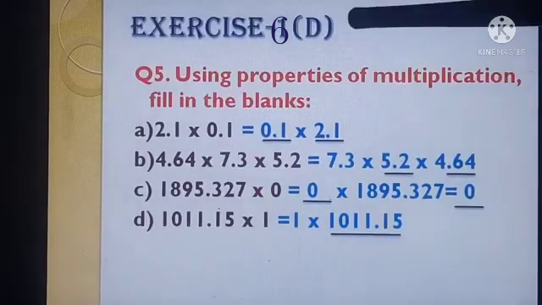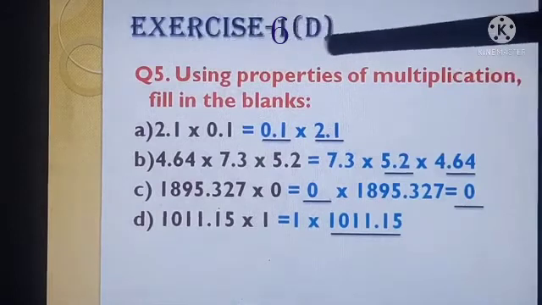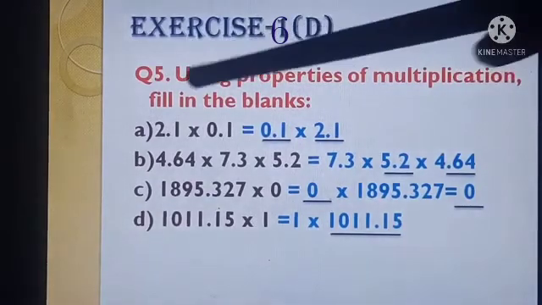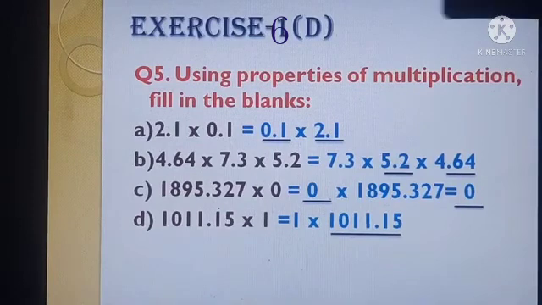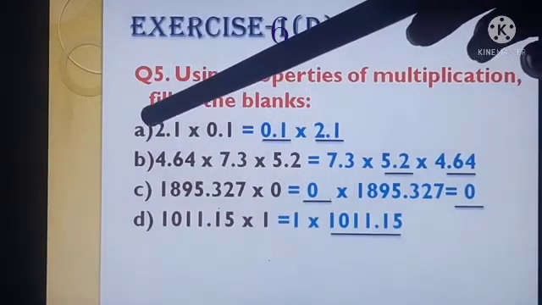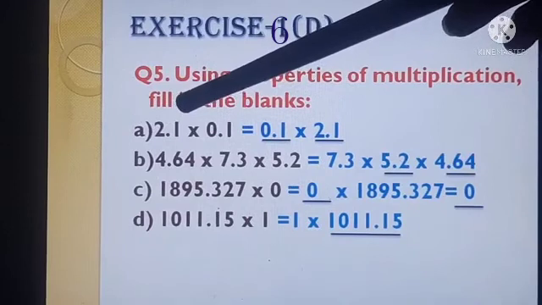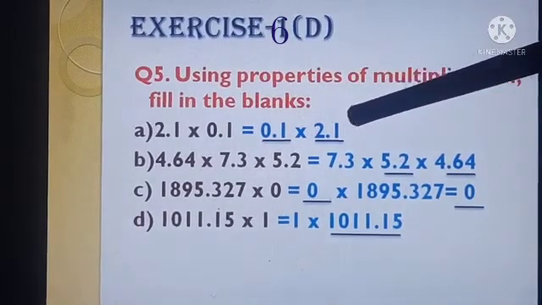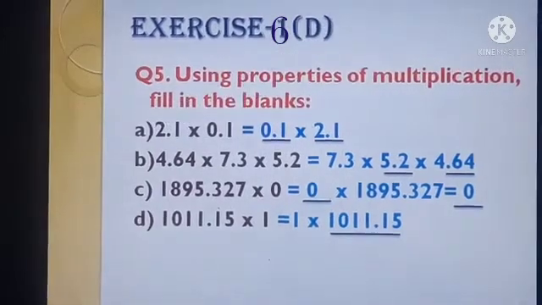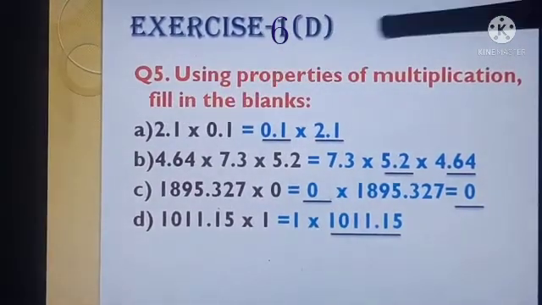Now in exercise 1D, there is question number 5. Using properties of multiplication, fill in the blanks. We have to use the properties which we have done in our previous lecture. A part, 2.1 multiply 0.1 is equal to dash into dash. We don't want the product here. We want to use a property.